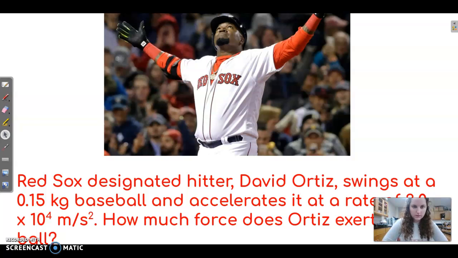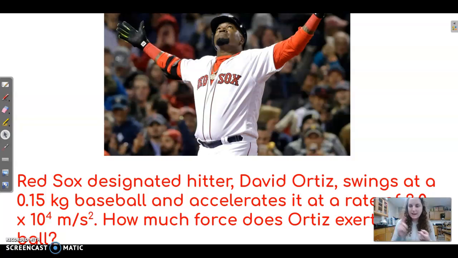So Red Sox designated hitter David Ortiz swings at a 0.15 kilogram baseball and accelerates it at a rate of 3.0 times 10 to the 4th meters per second squared. How much force does Ortiz exert on the ball? So again, there's a whole lot of information here, right? So let's just break it down and look at the units that we're given. So we're given a kilogram and we're given meters per second squared. Awesome, right?